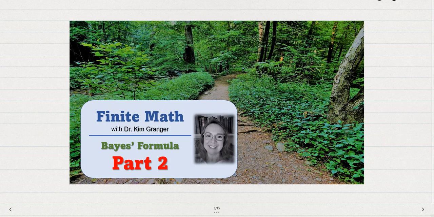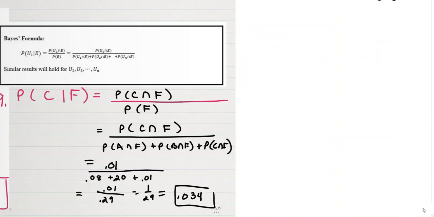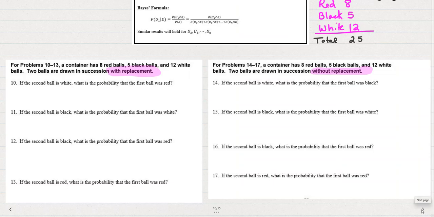In this video, we will continue our examination of Bayes' theorem by applying Bayes' formula. What we'll do in this video is look at some applications, some word problems using Bayes' formula. Let's jump ahead here. Here we go. So here's some word problems.